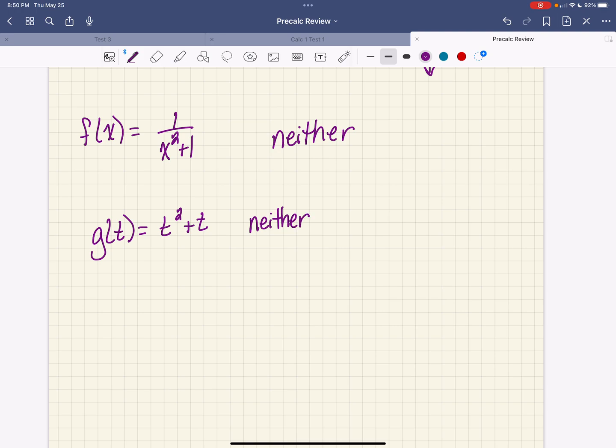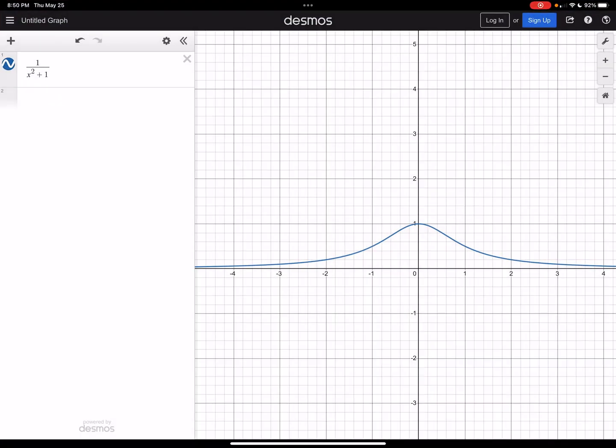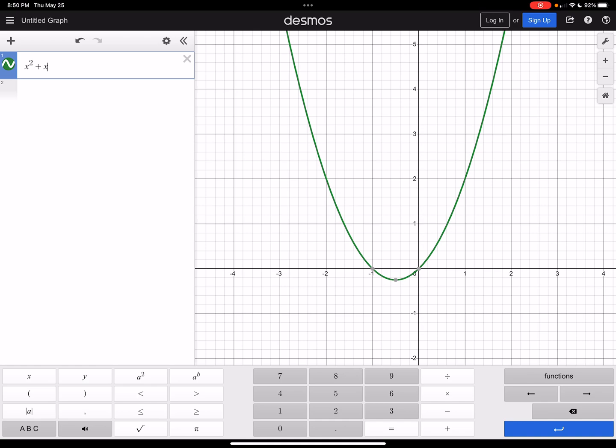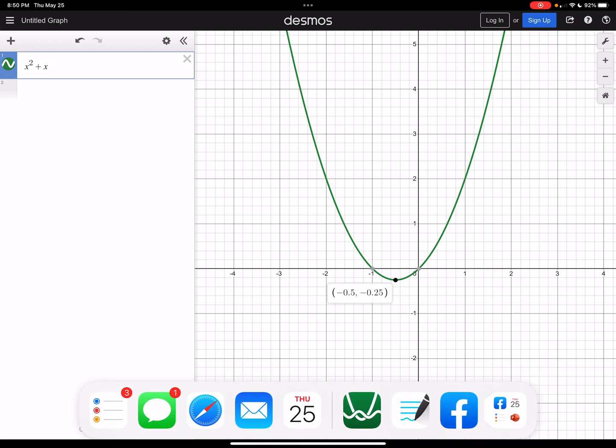because it's a parabola. And for it to be increasing or decreasing function, it's got to be across the entire function. So if you wanted to look at that with a graph, you could do x squared plus x, and it's not increasing or decreasing. Now, it is decreasing until we get to the vertex, which is this point right here, and then it's increasing after that. But to be an increasing or decreasing function, it's got to go across the entire part.